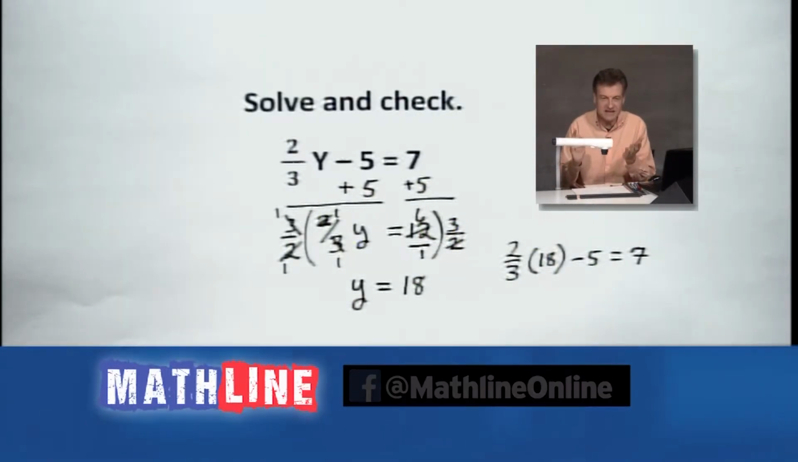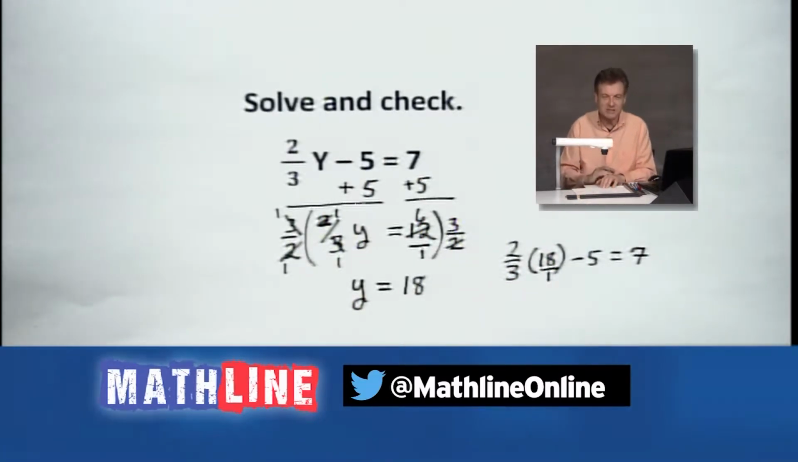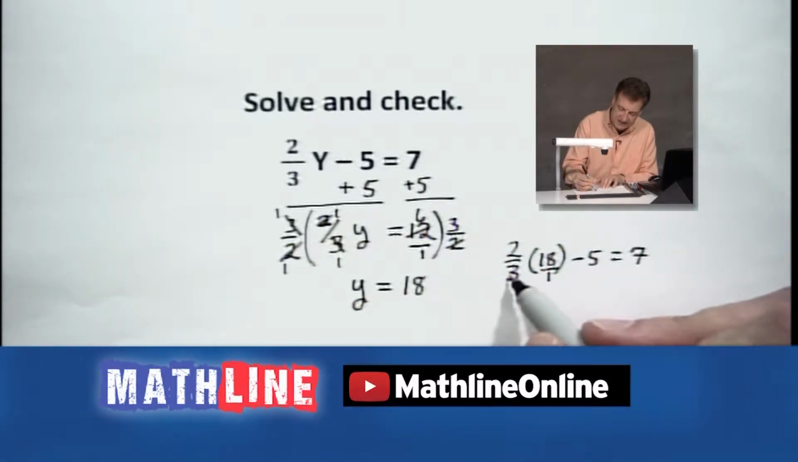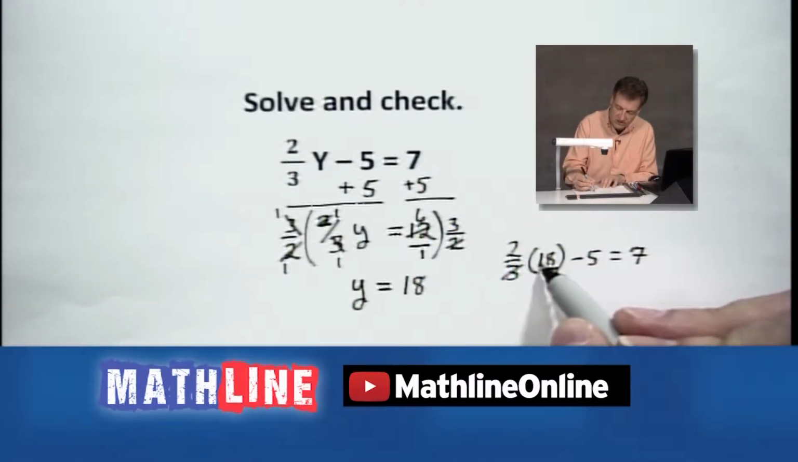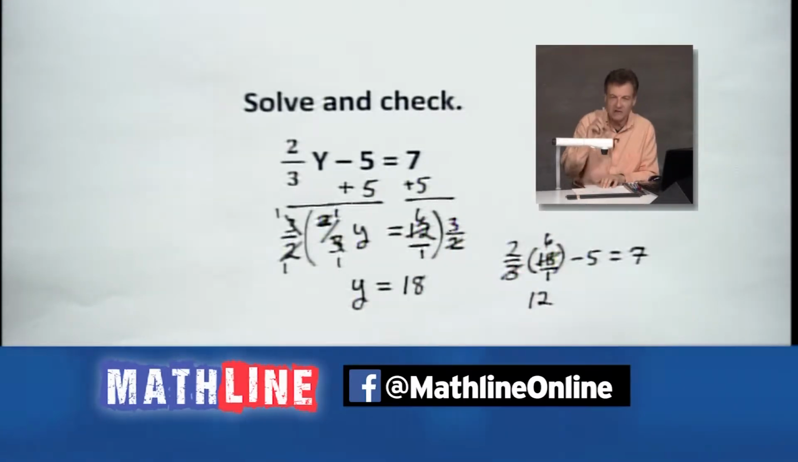Oh, 2/3 of 18. Some of you have already got that in your head. Let's put a 1 underneath that for some of us who like to play with the fractions in this way. We can say 3 goes into 18. How about it? 6 times. 2 times 6 gives us 12. There you are.